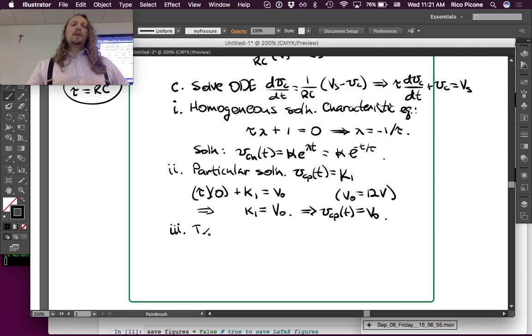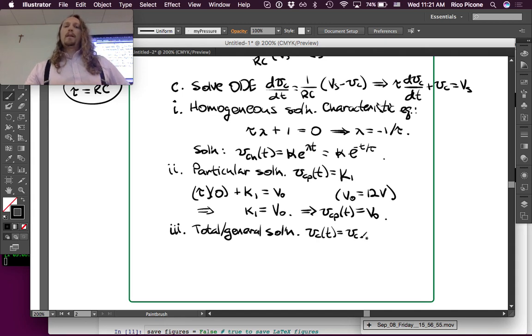Let's find what's called the total or the general solution. So there are those two names for it. I usually call it the total, but the general solution is also very common, which is just defined to be, and I usually don't give it a subscript, VC of t equals the homogeneous solution plus the particular solution. Well, that wasn't very challenging at all, was it? Can't find anything challenging in this problem.